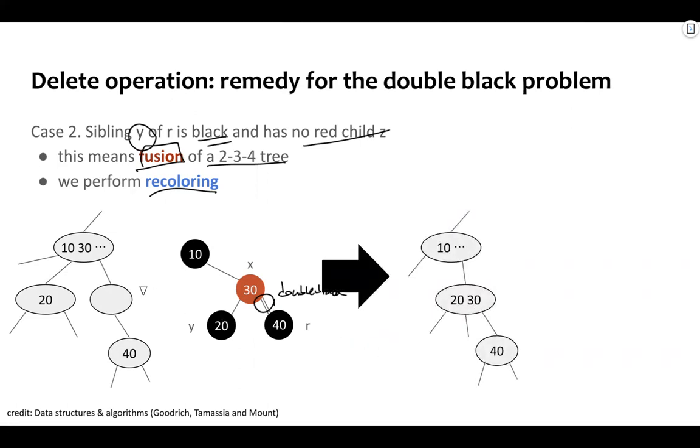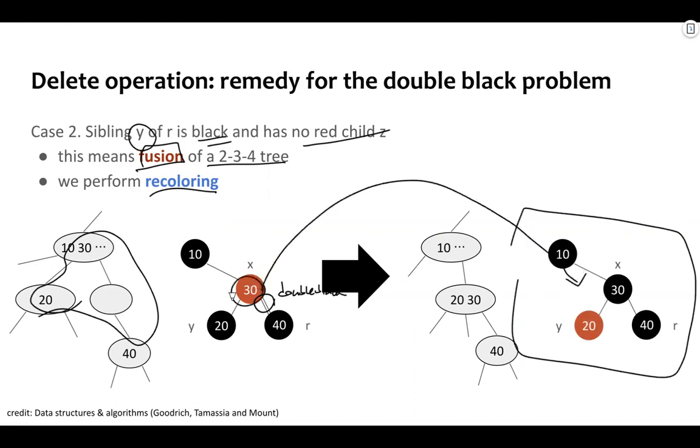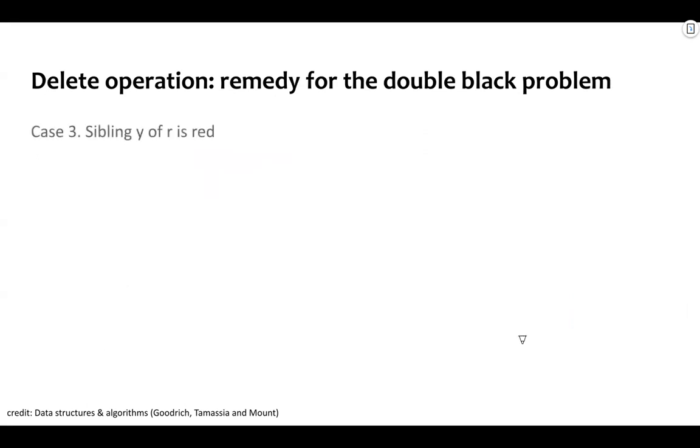So to resolve this issue, we're going to make these nodes become one node. And this corresponds to this situation. And as you can see here, what we do is just turn this red node into a black node and turn this black node into a red node. That's all we need to do. Okay? So this was case 2.